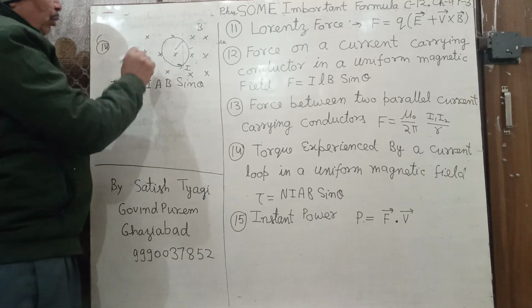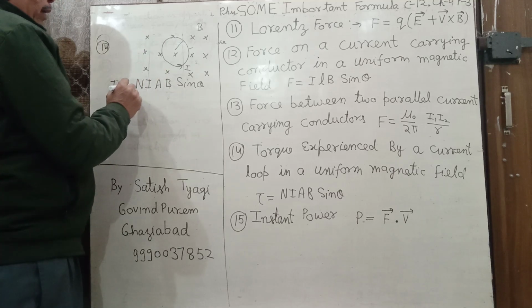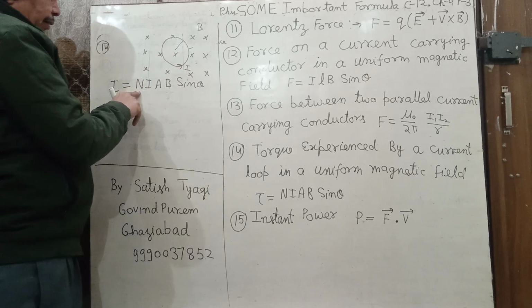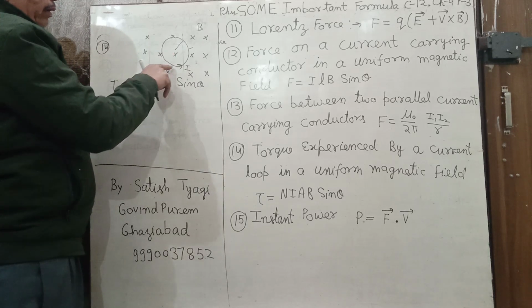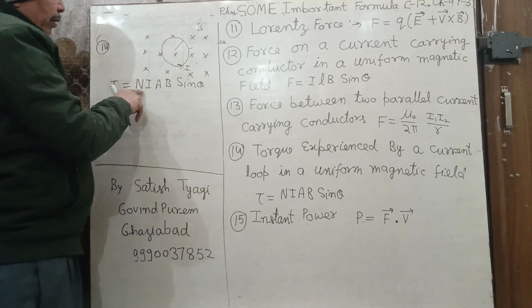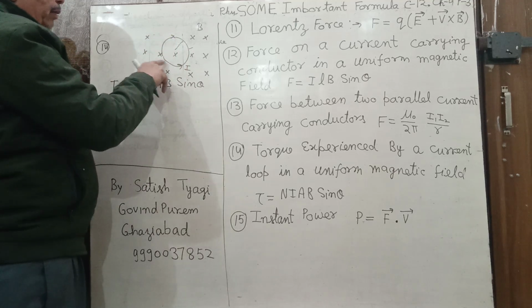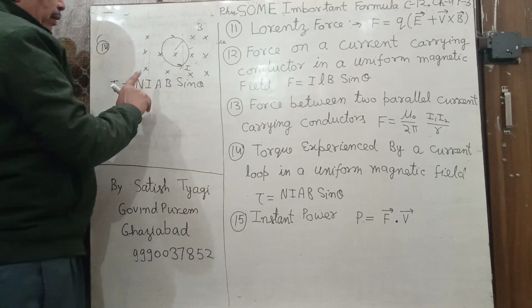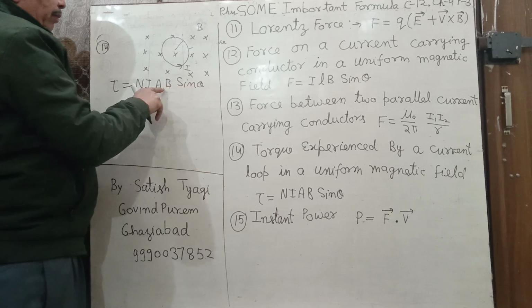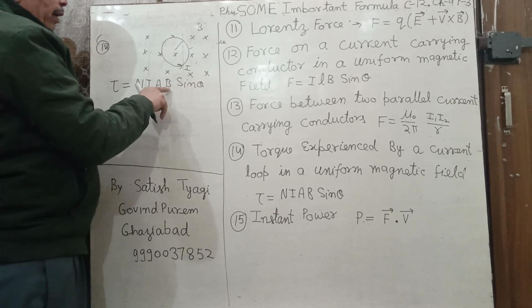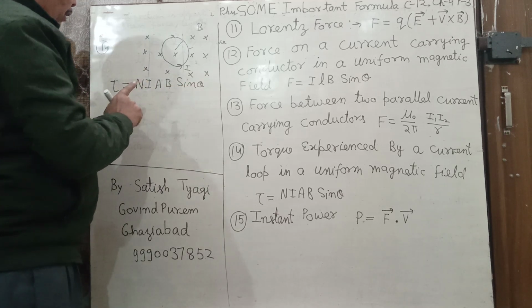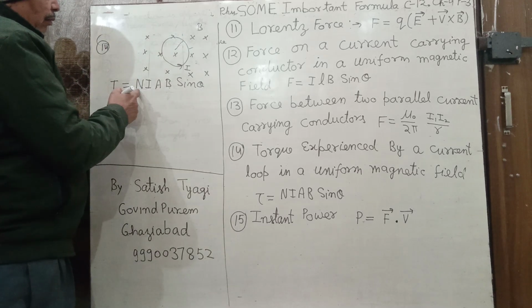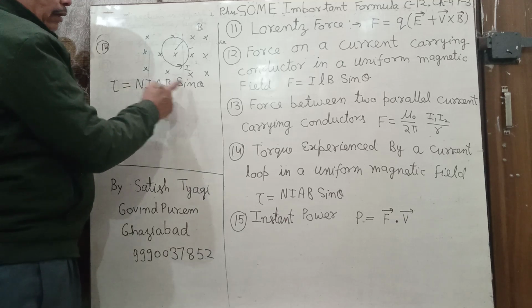Again I am telling you, let the number of turns be n, I is the current in each turn, A is the area of each turn, B is the magnetic field, and theta is the angle between A and B. Then the formula of the torque is tau equal to n I A B sin theta.